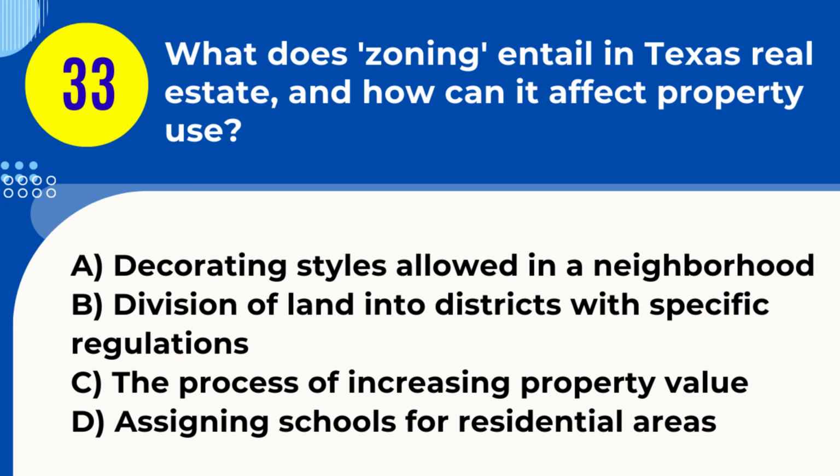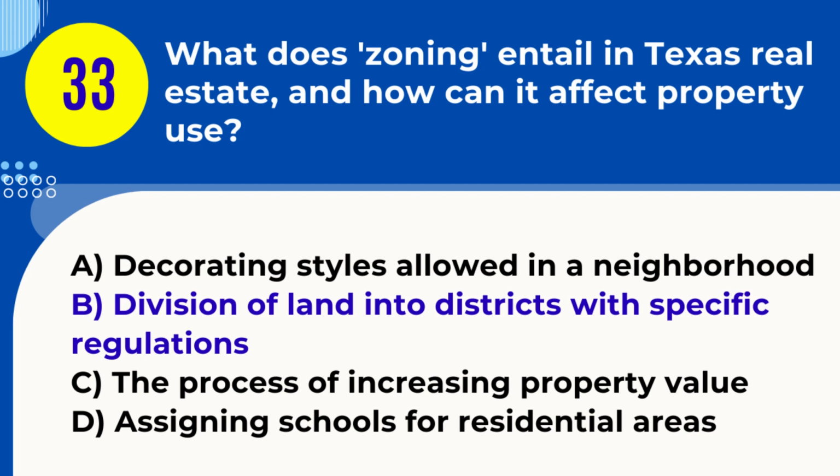Question 33. What does zoning entail in Texas real estate, and how can it affect property use? A. Decorating styles allowed in a neighborhood. B. Division of land into districts with specific regulations. C. The process of increasing property value. D. Assigning schools for residential areas. Answer: B. Division of land into districts with specific regulations.